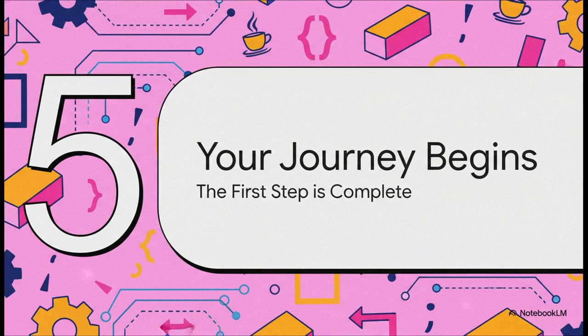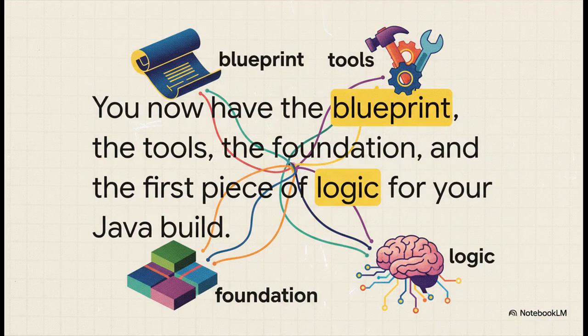And with that, you've done it. Seriously, you've gone from a blueprint all the way to a functioning piece of logic. The first, and honestly most important step of your builder's journey is now complete. Just step back for a second and look at what you've accomplished. You've got the blueprint, you've got the tools, you have a solid foundation, and now you have the very first piece of logic. You've assembled all the fundamental components of a real-deal Java program.